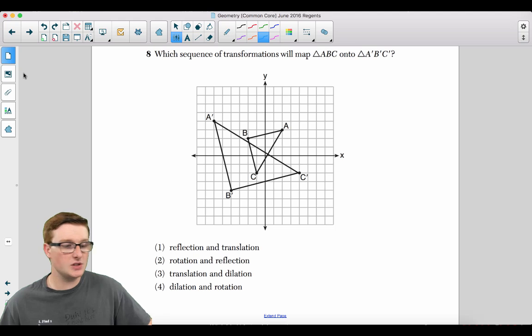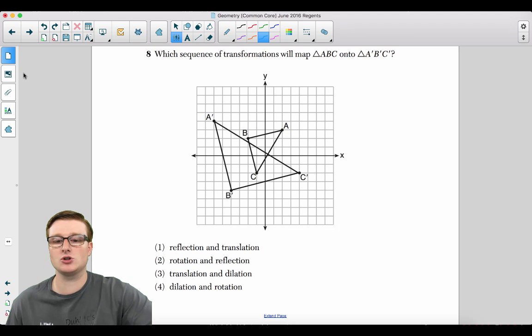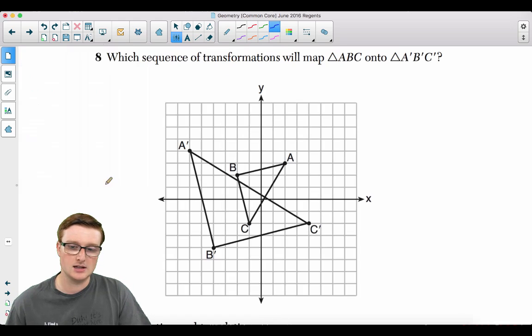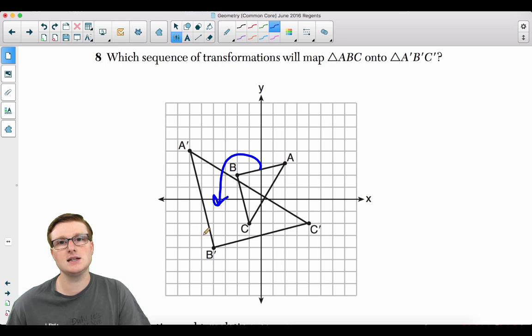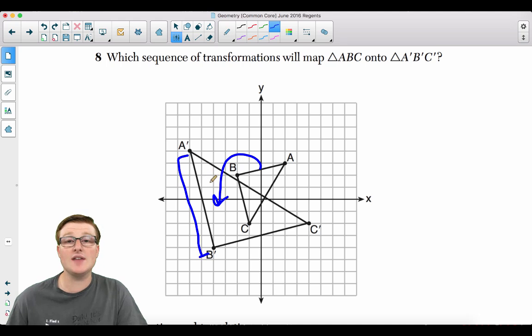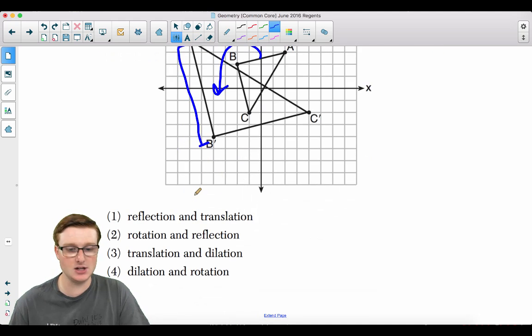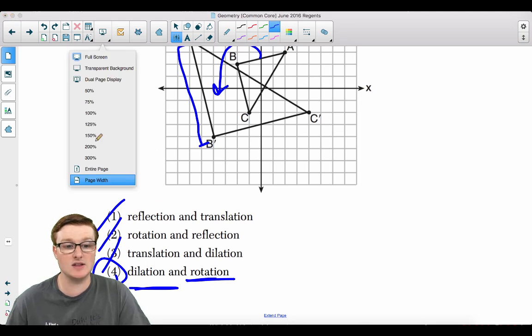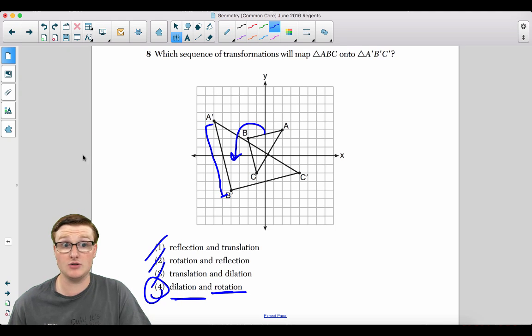Number 8, which sequence of transformations will map triangle ABC onto triangle A prime, B prime, C prime? So it looks like the little triangle is being rotated and then it's being dilated by whatever scale factor it is to get the bigger triangle. So I'm looking for a rotation and a dilation. Not this one, not this one, not this one. It's going to be choice 4. There's a rotation and there's the dilation. That is what's being shown on the graph.